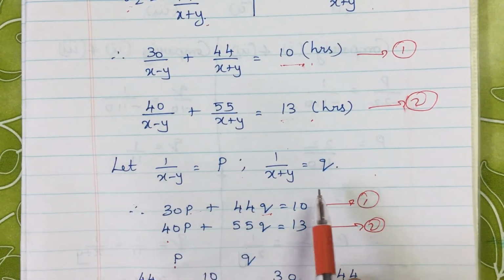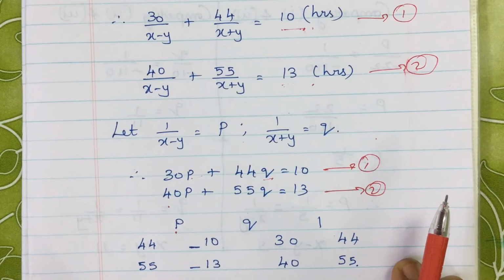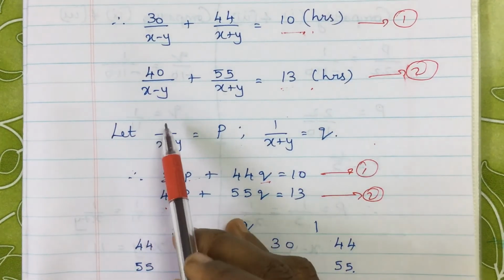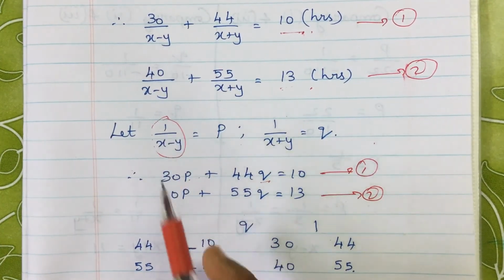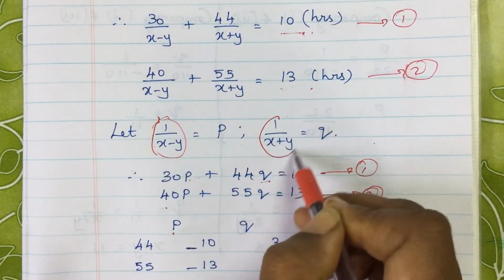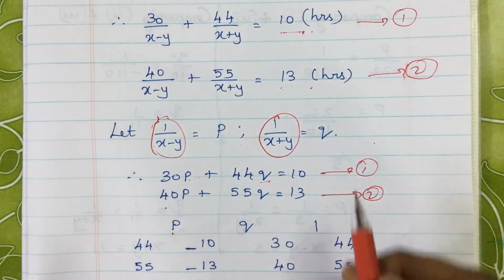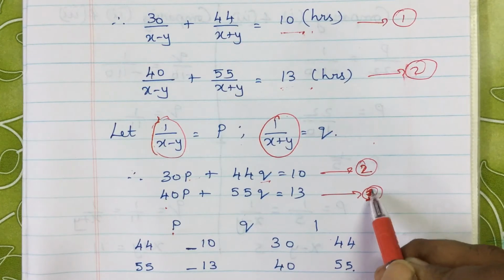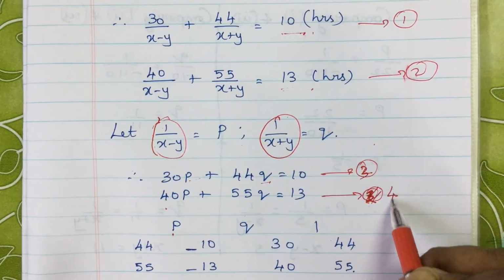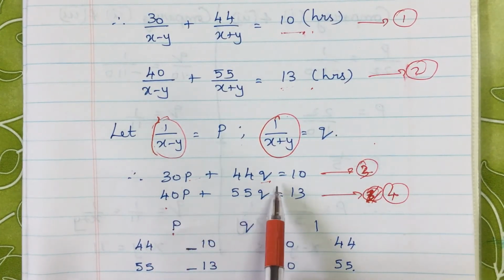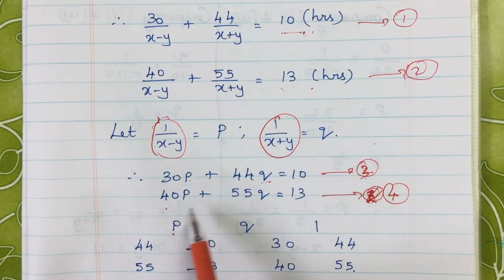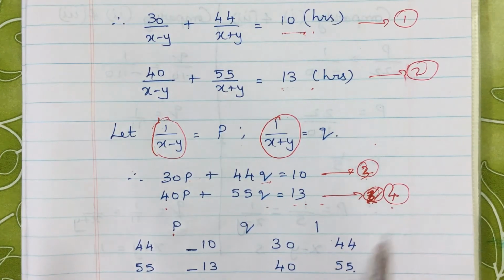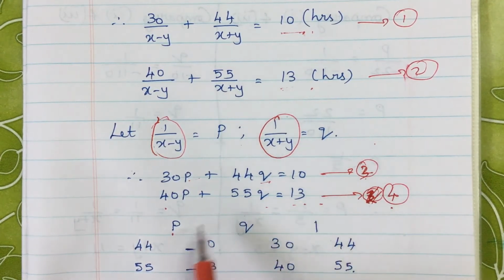Okay, so I am going to solve the problem with the same procedure that I have done for the previous example problems. I am going to assume my 1 by x minus y as p, and 1 by x plus y as q. So rewriting the given equations, I am getting 30p plus 44q is equal to 10 as my third equation, and 40p plus 55q equal to 13 as my fourth equation.